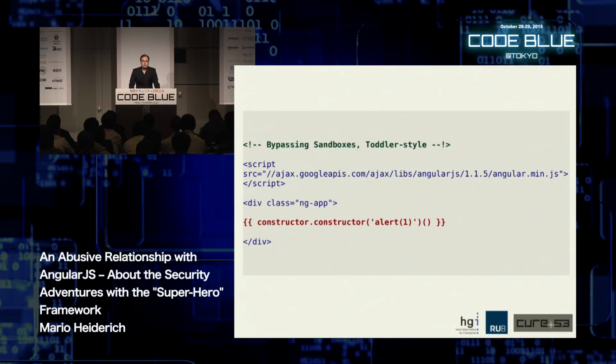So this would be the full bypass of one of the older versions. Trivial. You import AngularJS. You declare ng-app. Make sure that the container you inject into is a real AngularJS app. And then you say constructor.constructor('alert(1)'), and that's it. That was the first bypass. But that was simple, and they fixed it.